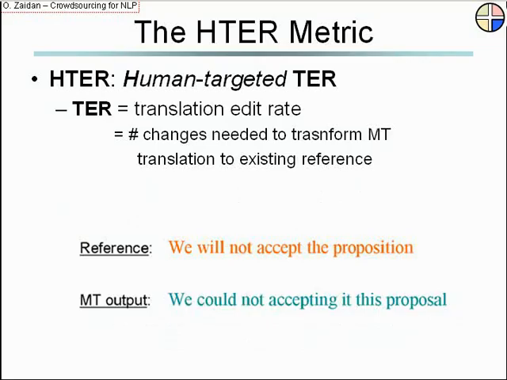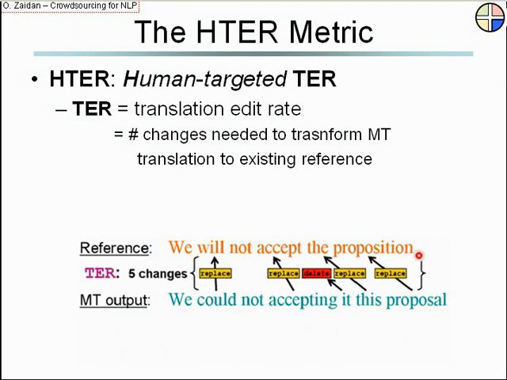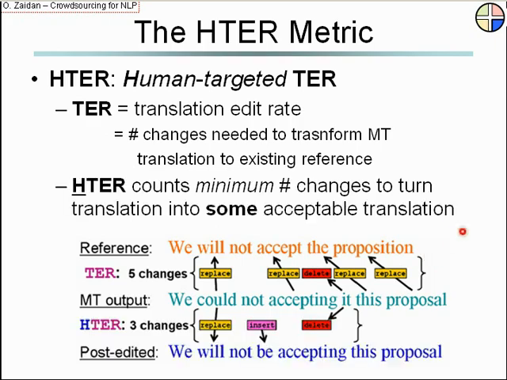So let's start with the HTER metric, human-targeted TER. Now TER, as you know, is just the translation edit rate. In other words, you count the number of changes you'd need to make to transform an output into an existing human translation. The more changes you need to make, the lower the quality, and the fewer changes you need to make, the better the quality. So TER counts the number of changes you need to make, and human-targeted TER counts the minimum number of changes to turn it into some acceptable translation that is not necessarily the same as the pre-existing translation. So you'll see that HTER requires fewer changes in this example.